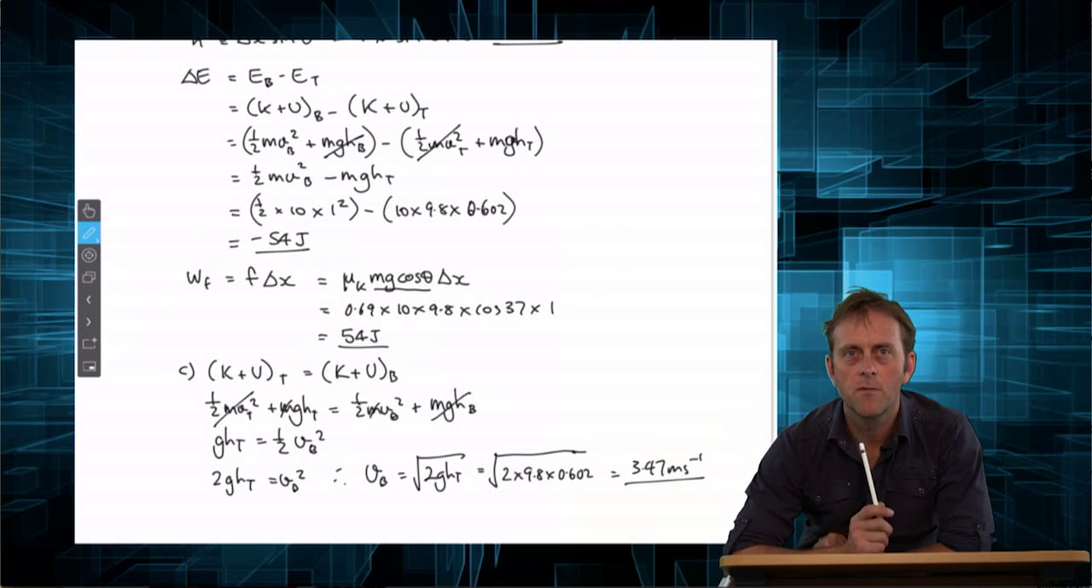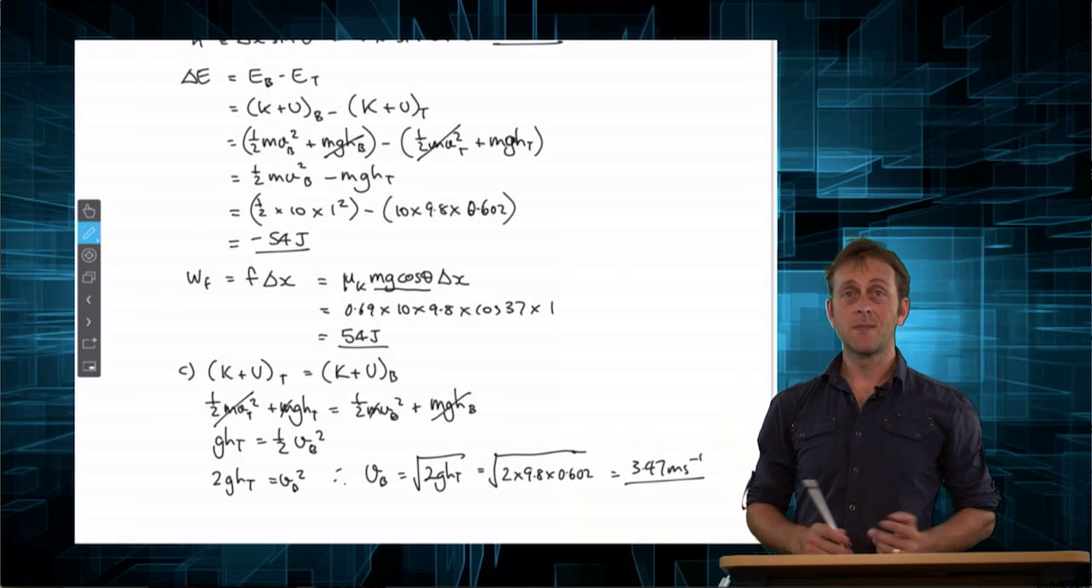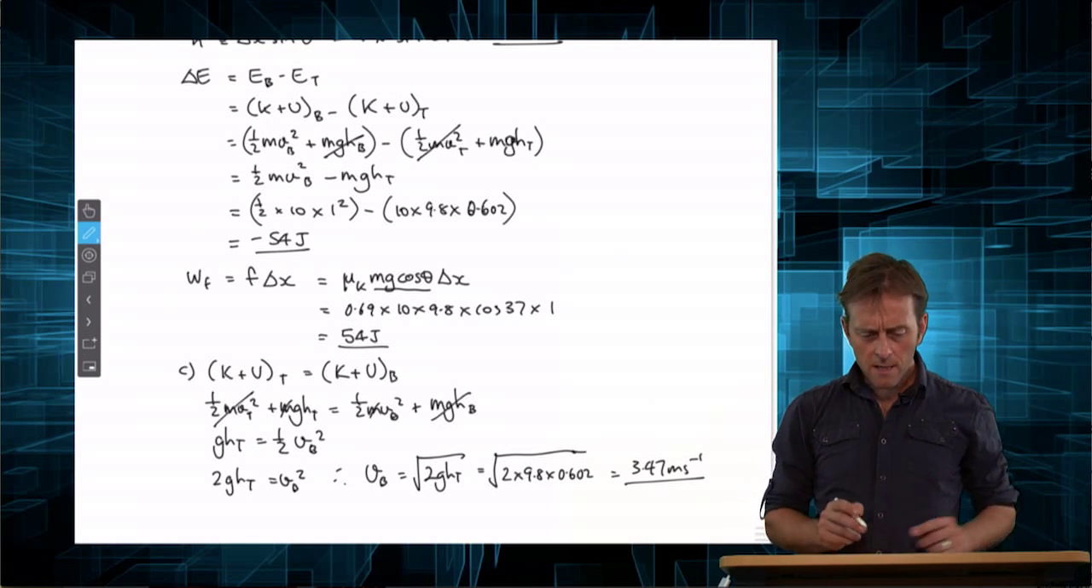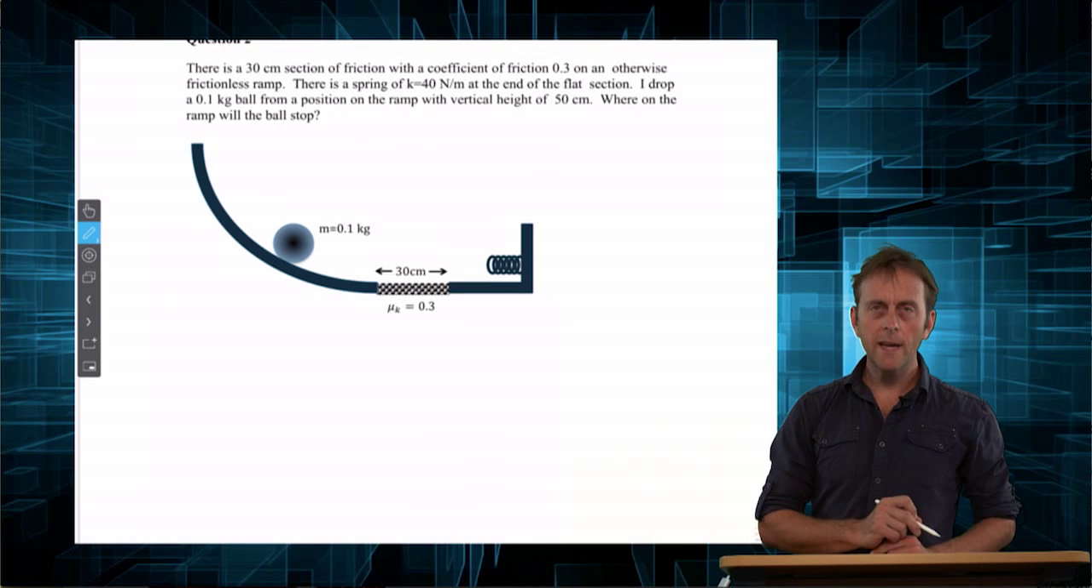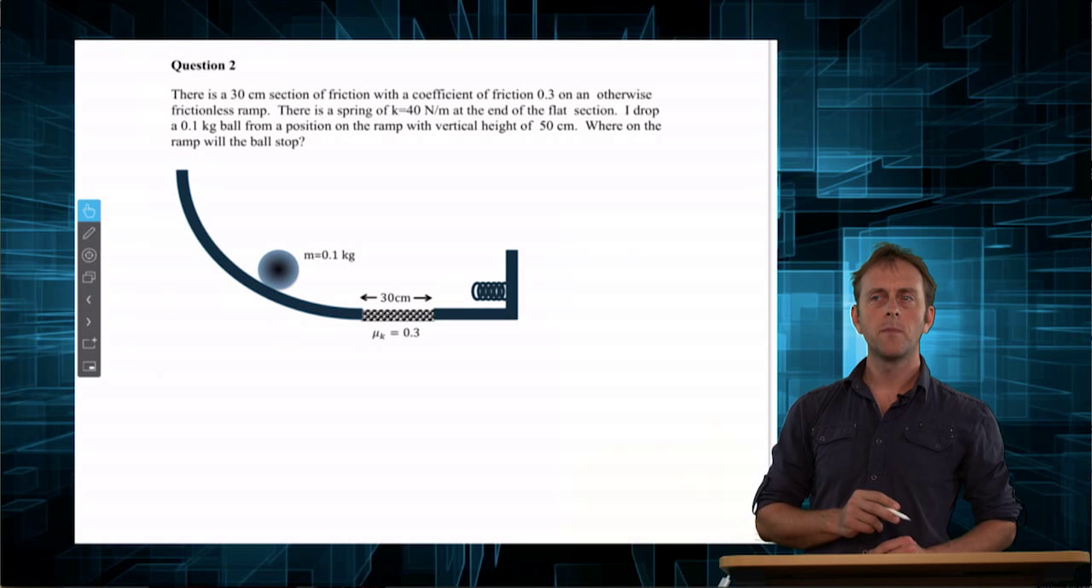So a difference of between 1 and 3.47 with a coefficient of friction of 0.69 is probably a good answer. So think about your answer when you get it. Great. Okay, so that's that question out of the way. I'm hoping that you're getting the hang of the conservation of energy type problems.